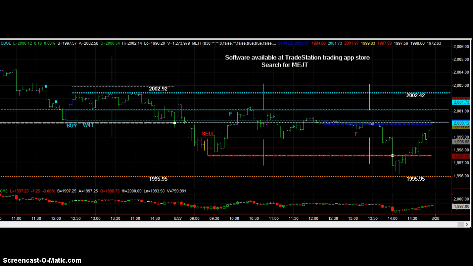At the end of the day, mejt likes to print targets for the following day's trade, and it writes them under the line. Now, one of the features of the system is that targets can change, and when that happens, the old target is shown with a thin line like this, and the new target, which was shown correctly yesterday, is shown as a thick line.